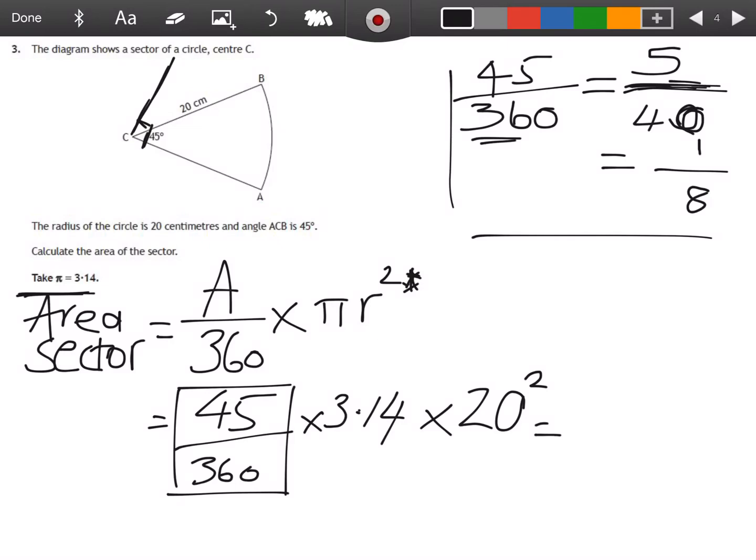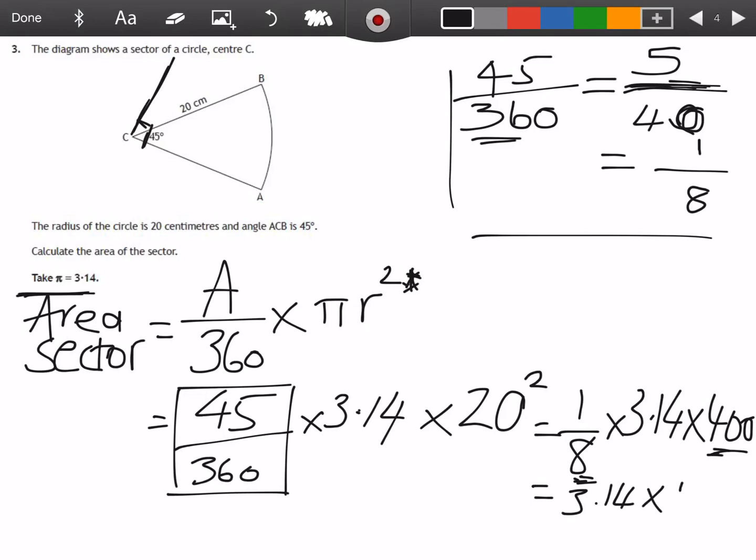So what we've actually got here is an eighth times 3.14 times, what's 20 squared? 20 times 20, 2 times 2, 400. We need to tidy that up a wee bit. It's a bit complicated the way it stands. You don't need to divide the 3.14 by 8. You can if you want. I actually find it's easier to divide 400 by 8. 40 divided by 8 is 5, so 400 divided by 8 is 50. So basically this is 3.14 times 50.